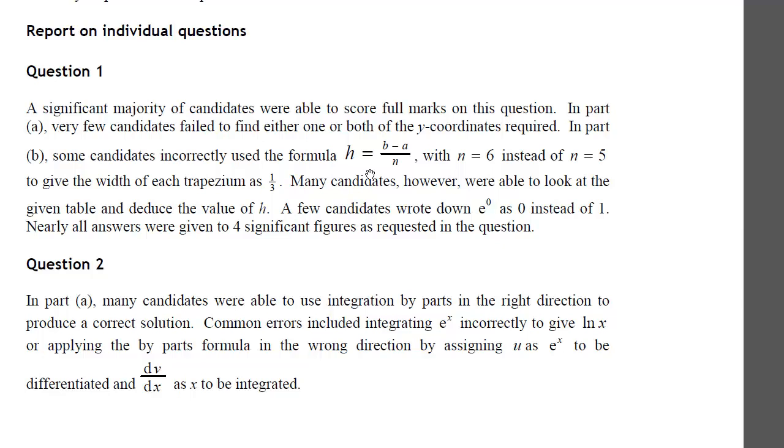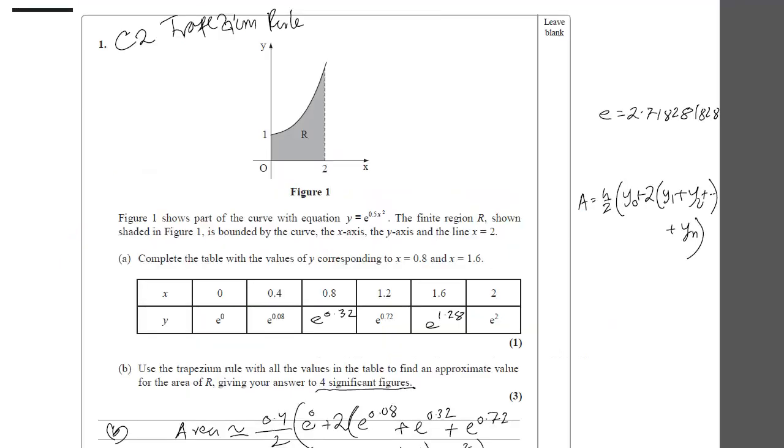Remember, the value of h is the difference of the value of the two x's. You don't have to find h like that. You use this rule only if you don't know what the table is. So this is a common mistake. Many candidates, however, were able to look at the given table and deduce the value of h. A few candidates wrote e to the power 0 as 0. This is another common mistake. E to the power 0 is 1. And nearly all answers were given to 4 significant figures as requested in the question. So that is important.